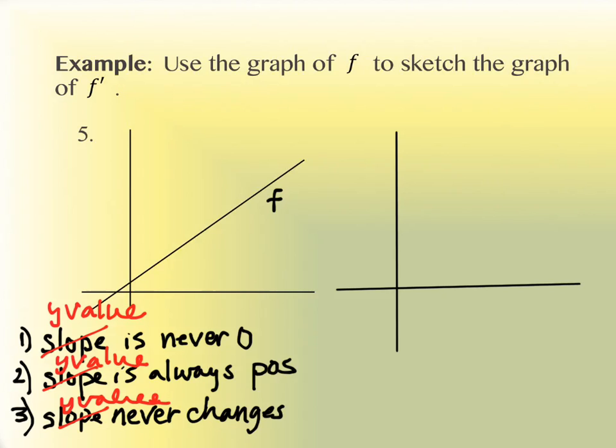So since the slope's never 0, it's never going to cross the x-axis, agreed? But it's always going to be where? Positive. It's above. So it's always going to be above the x-axis. So I need to draw something that is above the x-axis always, and the y value never changes. What's that going to look like? Horizontal line, you got it.